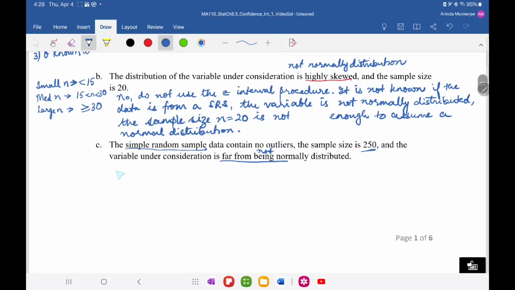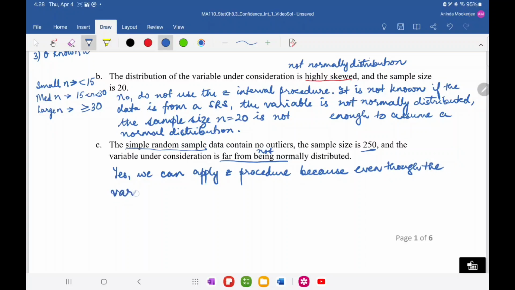We can say here, yes, we can apply the Z interval procedure, because even though the variable is not normally distributed, the sample size of 250 is large enough.